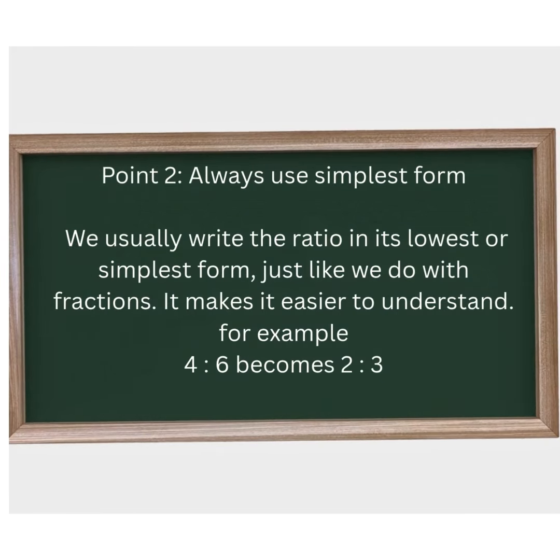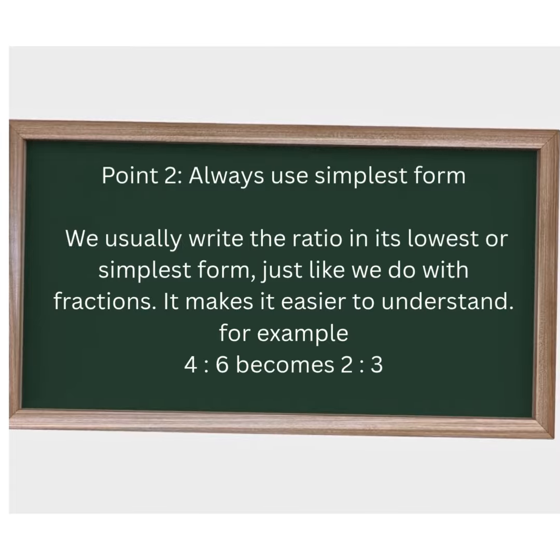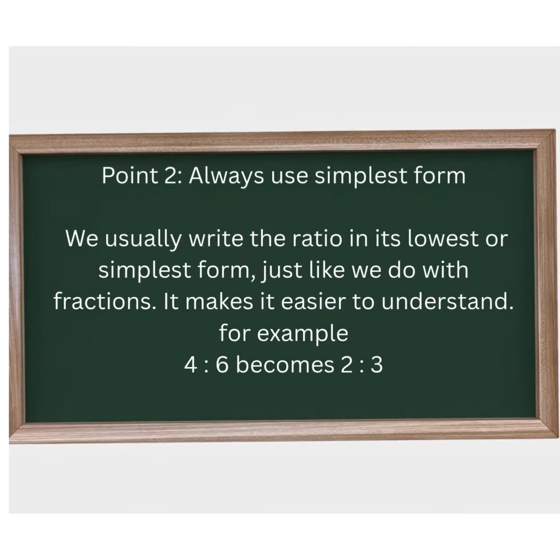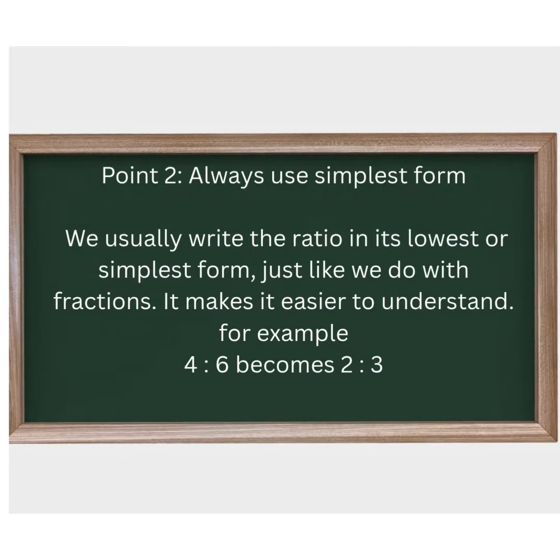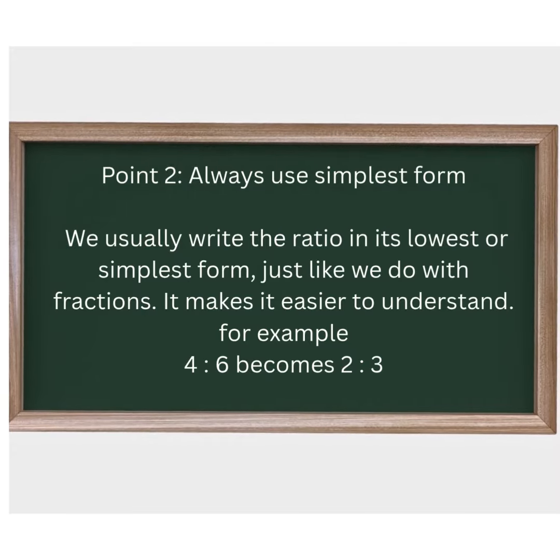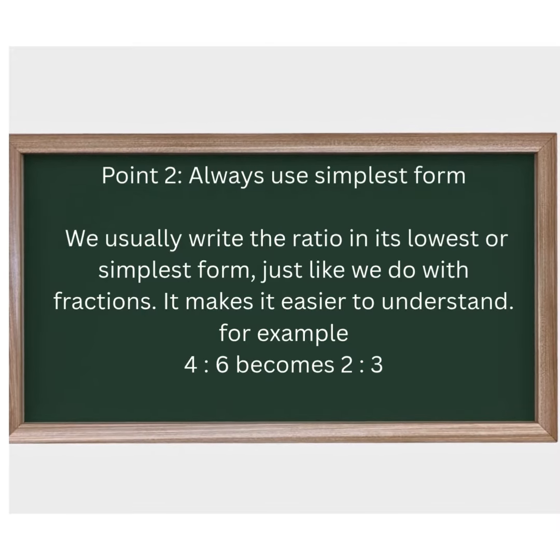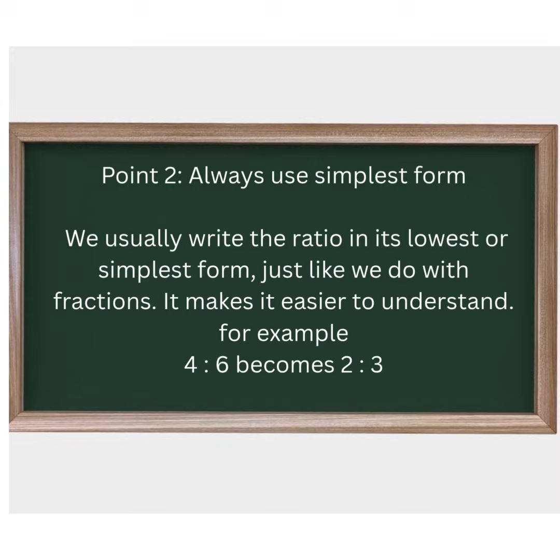Always use simplest form. We usually write the ratio in its lowest or simplest form, just like we do with fractions. It makes it easier to understand. For example, 4:6 becomes 2:3.